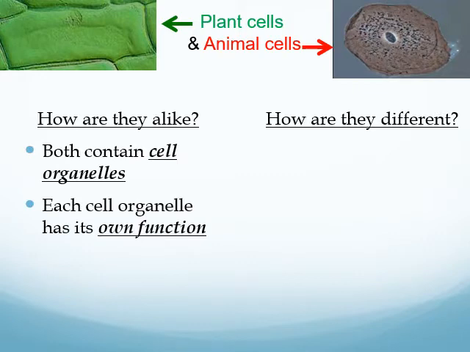Animal and plant cells both have organelles to help maintain homeostasis, and each organelle has its own job to do. The best part of that is that these jobs don't change between cell types, so the ribosomes in animal cells do the same jobs as the ribosomes in plant cells, and so on.